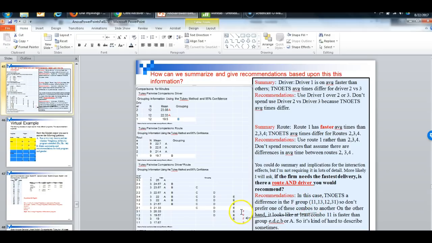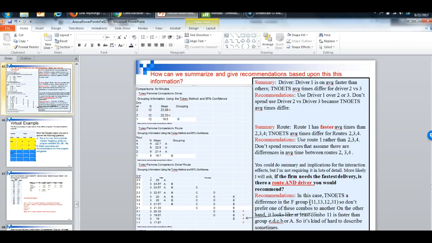So we probably wouldn't want to choose among one of these 3 and pay 1 more or something like that, right? If we're looking at these combinations among F drivers. So in this case, there's not enough evidence to suggest a difference in the F group. That is combinations 1,1, 1,3, 1,2, and 3,1. So don't prefer one of these combos to another.